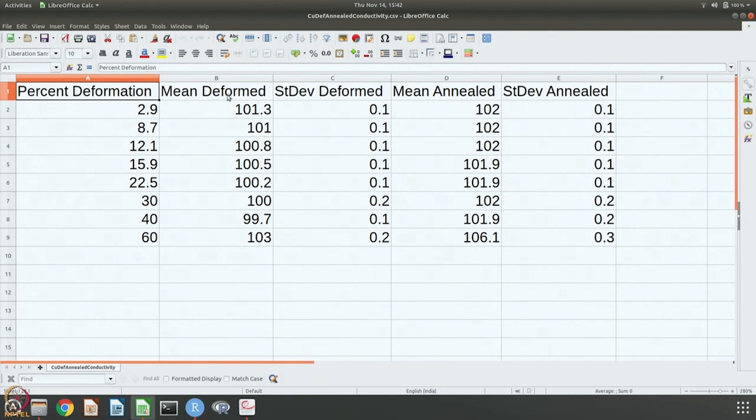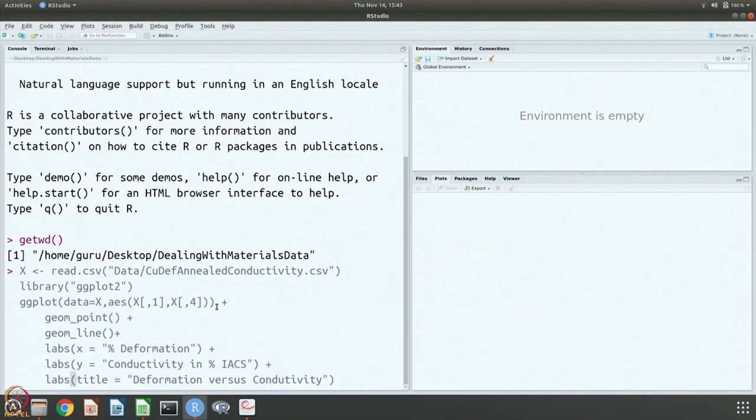So, it is percentage deformation, mean conductivity of deformed sample, standard deviation of deformed sample, mean conductivity of anneal sample, and standard deviation for anneal copper. So, this is the data. So, what we want to plot is percentage deformation and the mean conductivity, right? So this is for annealed sample. So, it is percentage deformation, and after annealing what is the mean value, and we are going to put points. And typically you will see that students also join the data points with a line. So, I have also added a line, and then x axis is percentage deformation, y axis is conductivity in percentage IACS, and it is titled deformation versus conductivity.